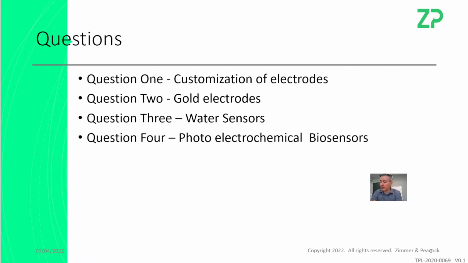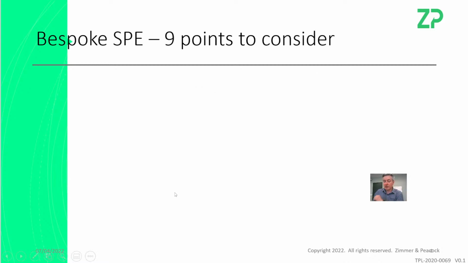So I'll talk about this price of gold electrodes. I'll talk about electrodes for measuring water quality. And then we had a question that came in just about an hour ago. Well, for me, I just saw it about an hour ago, on photoelectrochemical biosensors. So I will touch upon that as well.